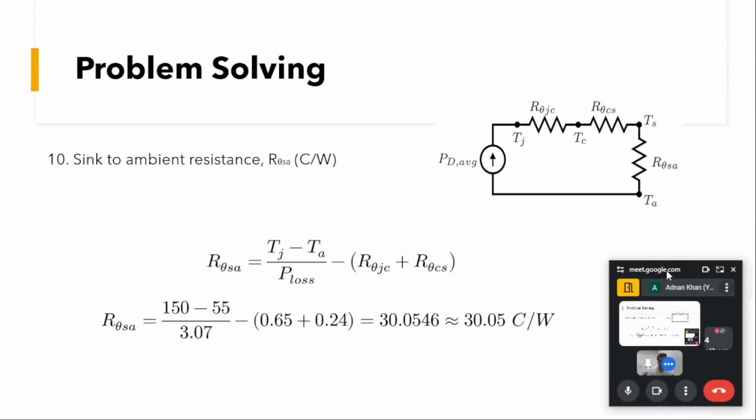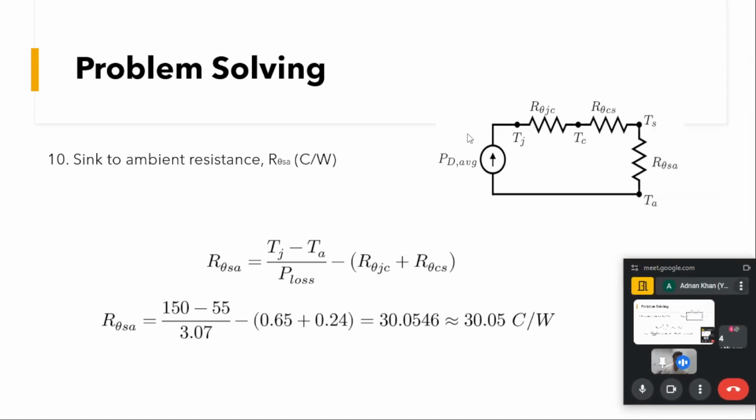We know the power loss, we know R theta jc, and this also we know, we had calculated from the data sheet, and now we want to calculate this R theta sa. And as I told you, you can assume this as analogous to an electrical network, where this power dissipated is the current source, and these are our resistances, and we can calculate the potential. These temperatures are the potentials at different points.